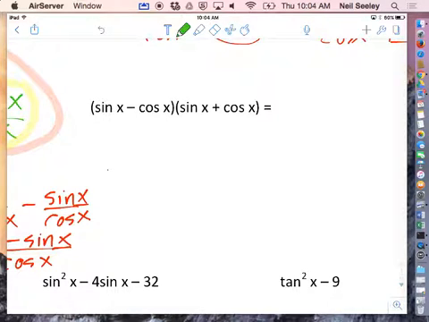So, multiply again. This brings up something really nifty that's not on your sheet, but I think we'll add it. Multiply means distribute, so we're going to do that.